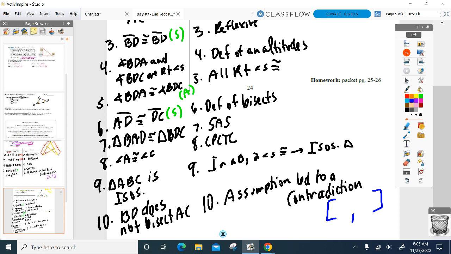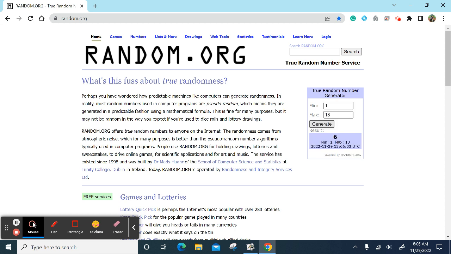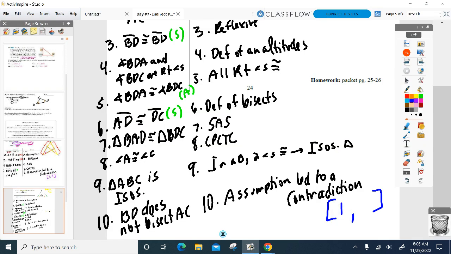What lines is your contradiction on? 6, we contradicted the given step 1 with what step? 9. There you go. Questions? Okay, start working on the next one. I'm going to write the proof up here on the board, and you can check it when you're done.